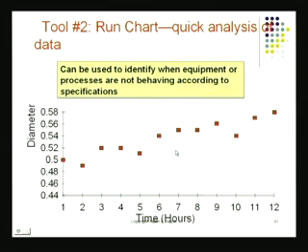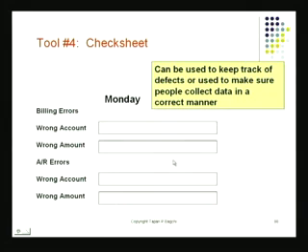And there is this run chart, of course, and I have given you the results of it, and it can be used to identify when equipment or process, they are not behaving according to specifications. So this is really, it has got spec limits here, not control limits. It has got spec limits here. That's what it is trying to do. Then of course you've got this little data collection chart called the checklist. These are all TQM tools.